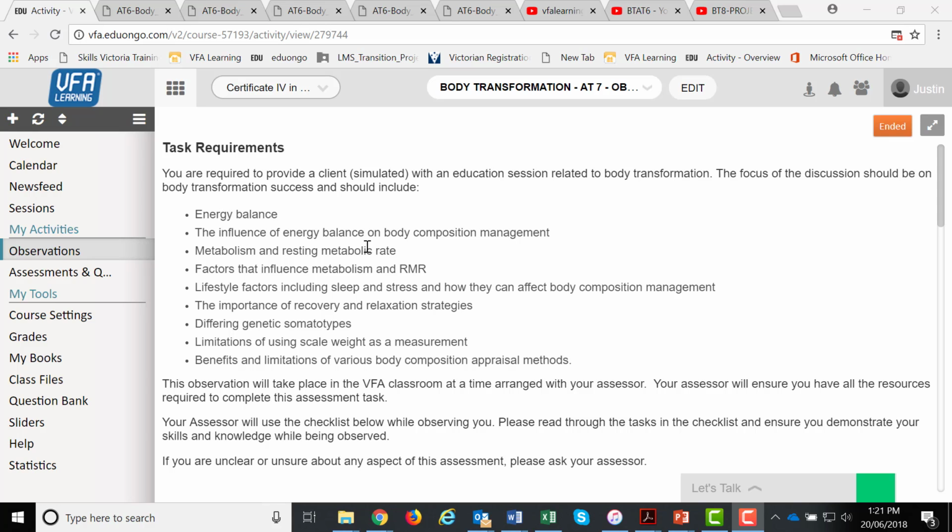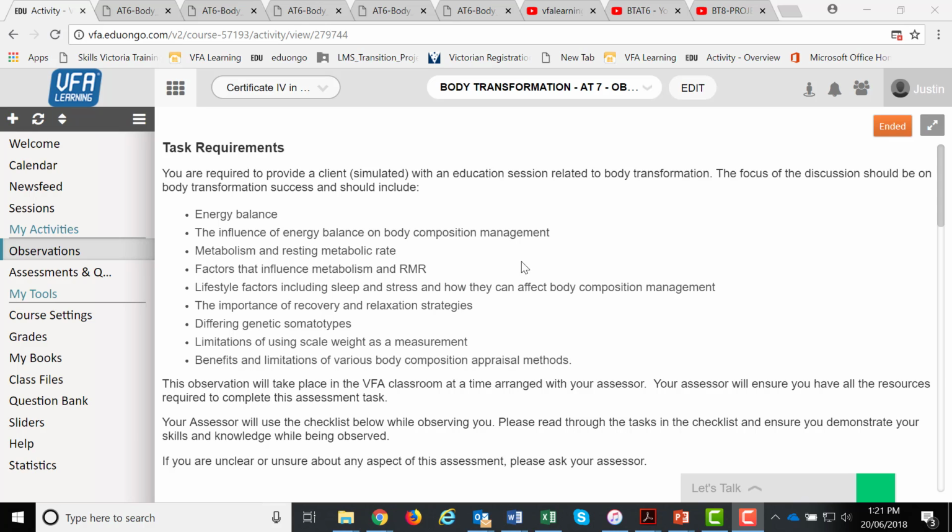So energy balance, the influence of energy balance on body composition, metabolism and resting metabolic rate, factors that influence metabolism and resting metabolic rate, lifestyle factors including sleep and stress and how they can affect your weight, the importance of recovery and relaxation, differing genetic somatotypes, limitations of using scales as a measurement, benefits and limitations of various body composition appraisal methods.